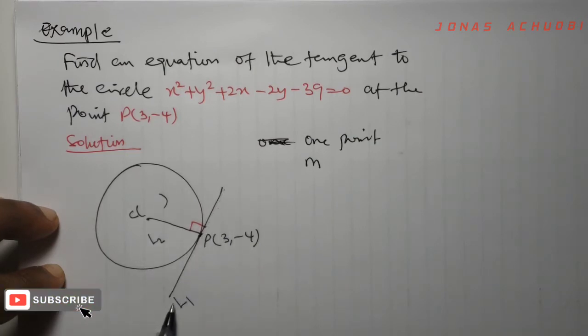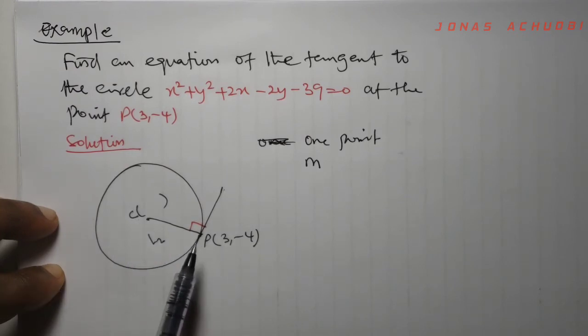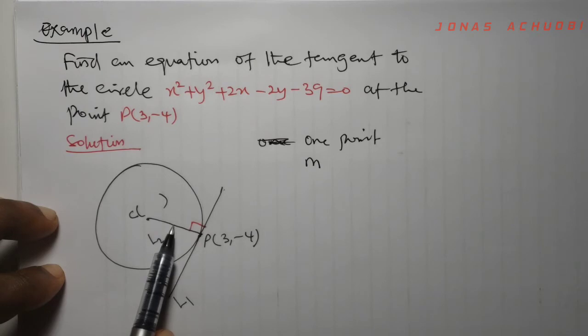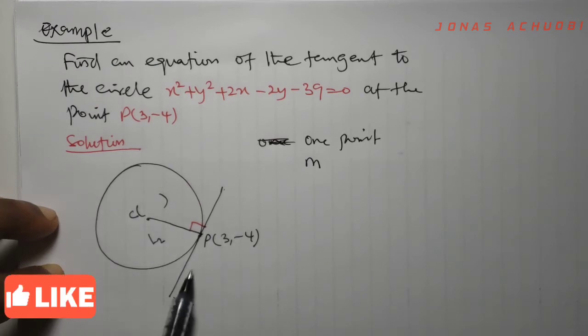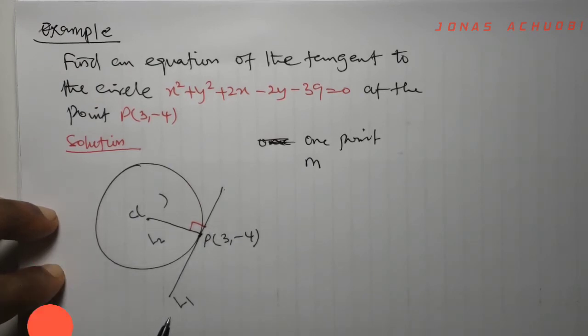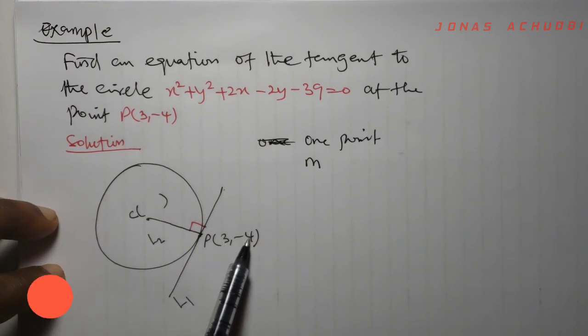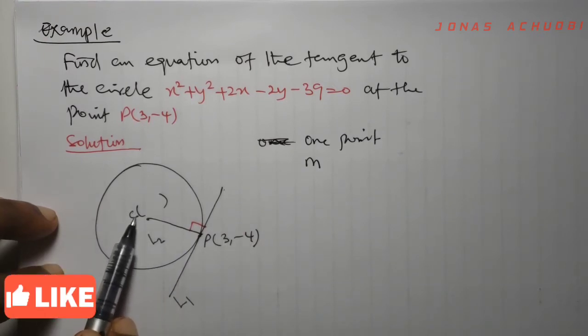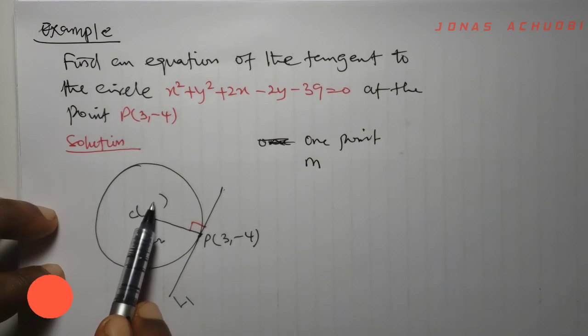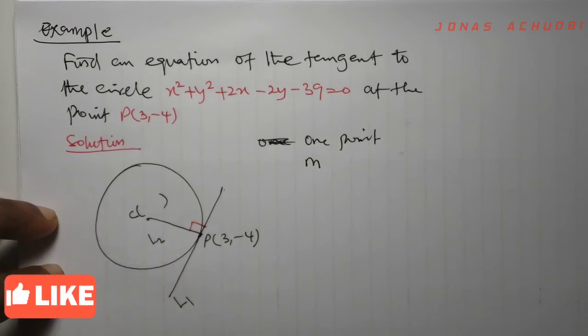Since we want the slope of line L1, and line L2 runs from the center to this point P, if we are able to establish the slope of line L2, then using our slope relationship, we will be able to establish what the slope of line L1 shall be. But we cannot know the slope of line L2 unless we have 2 points. So we have the first point here, (3, -4), and the second point would have been the center of the circle, but we do not know what the center coordinates are.